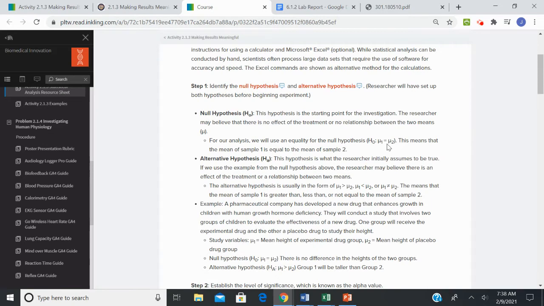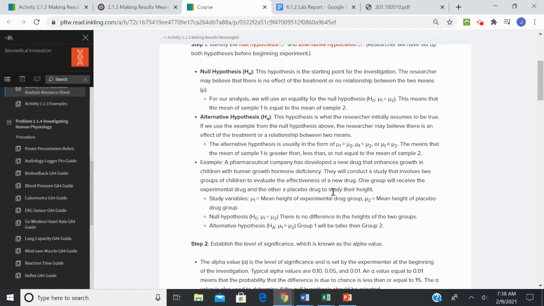The alternative hypothesis is basically saying one is going to be better than the other, or that they're not going to be equal. An example is a pharmaceutical that says it's going to enhance growth in children with human growth hormone deficiency. So you have two groups of children. One group gets the experimental drug, one gets a placebo. The variables are the mean height of the experimental group and of the placebo group. The null hypothesis says there's no difference. The alternative says group 1 will be taller than group 2. So you're making a prediction, right?